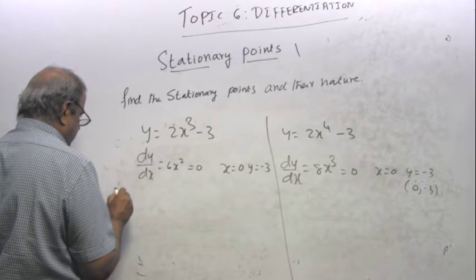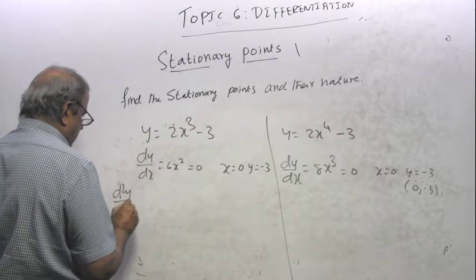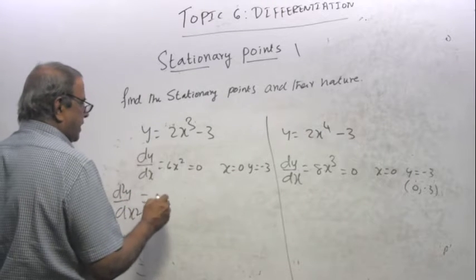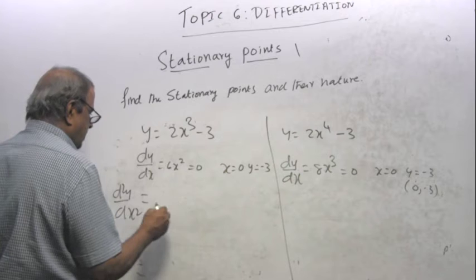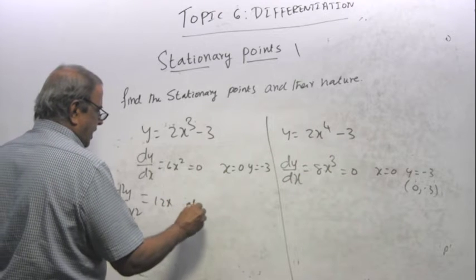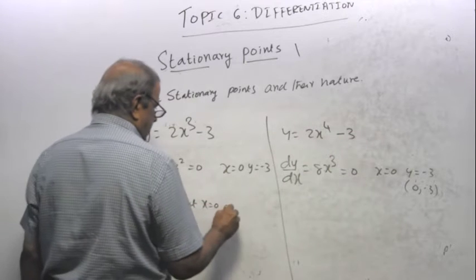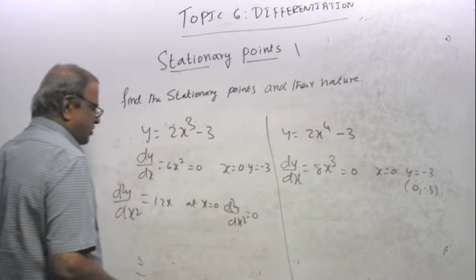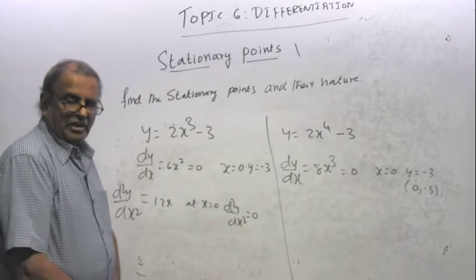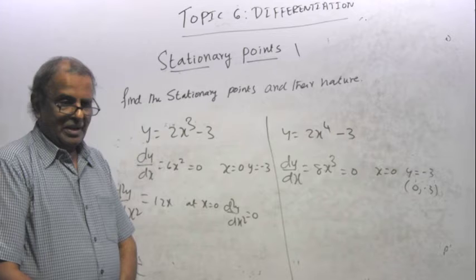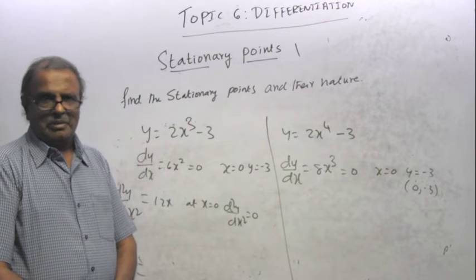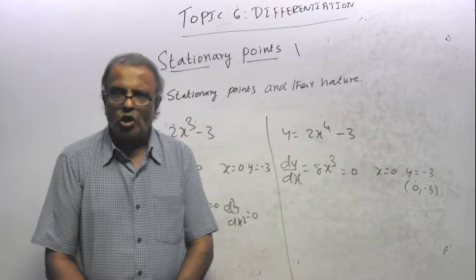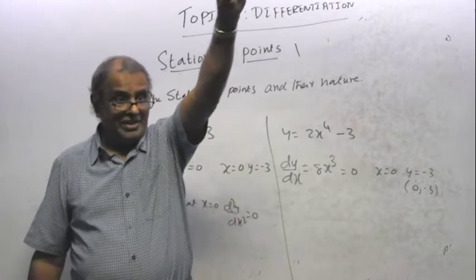So I will do it that way. d squared y by dx squared is 12x. At x equal to 0, d squared y by dx squared is 0. Whoops! I just now said if it is positive, it is minimum. If it is negative, it is maximum. But it is 0.